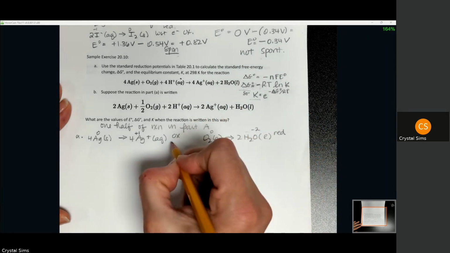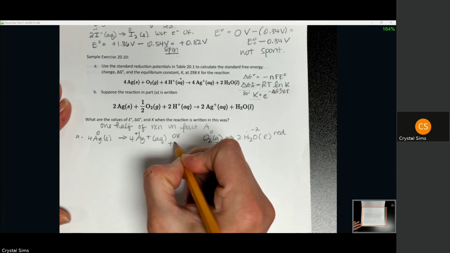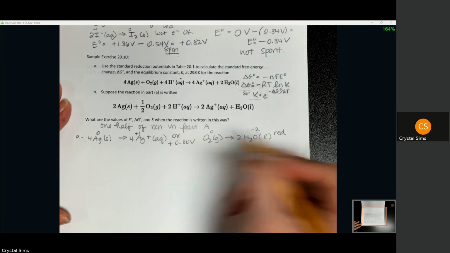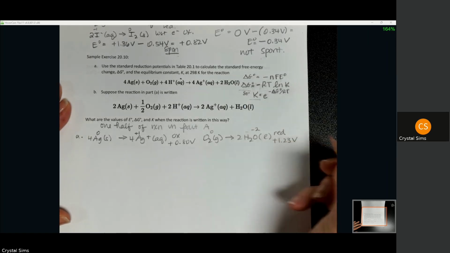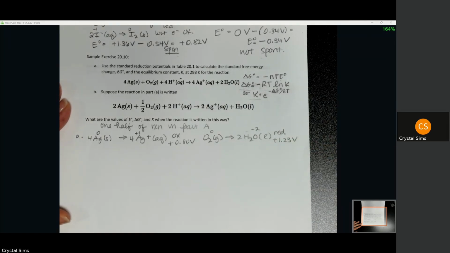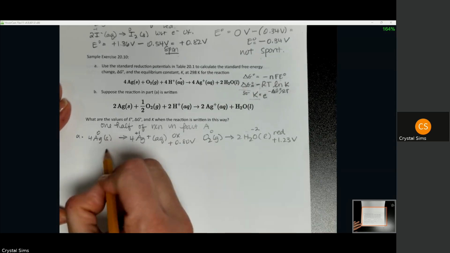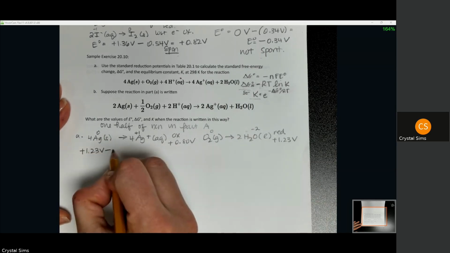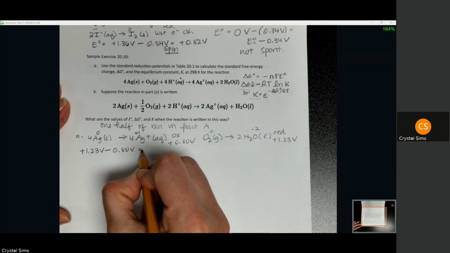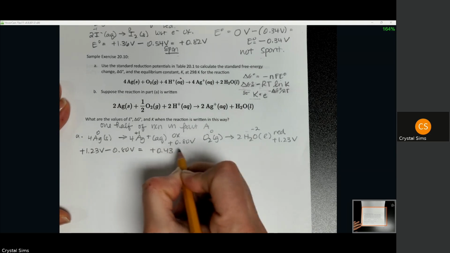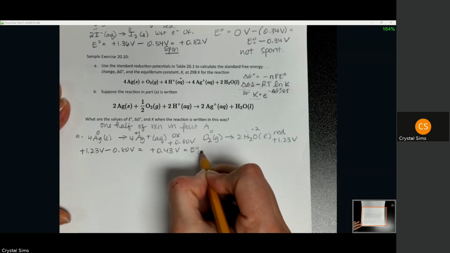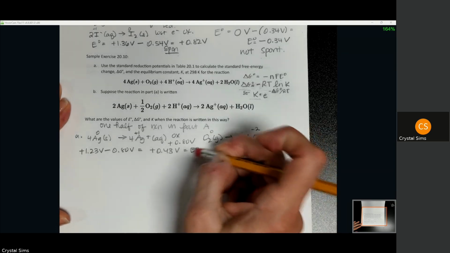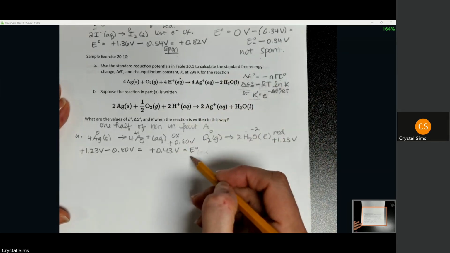And my values from table 20.1 give me these values. All right, so those are my values. And just like before, we're going to use that same formula, reduction minus oxidation. So I have positive 1.23 volts minus positive 0.80 volts gives me positive 0.43 volts for my, well, I don't put E cell, let's put E there. That is my cell potential.